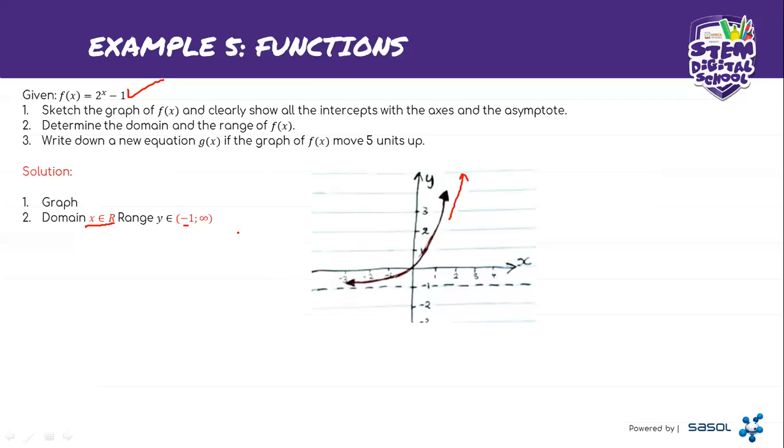You have to know the asymptote. The last question: write down a new equation of g of x if the graph of f of x moves upwards by 5 units. Let's see. So we just add +5 for going up. So it's going to affect this q here, this -1. So the answer, you say -1 + 5, it gives us +4. So this is going to be our new equation of g of x.